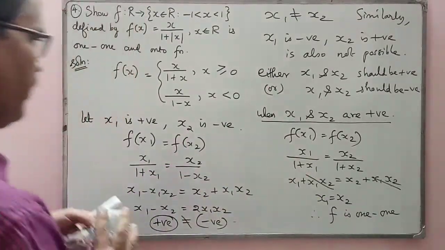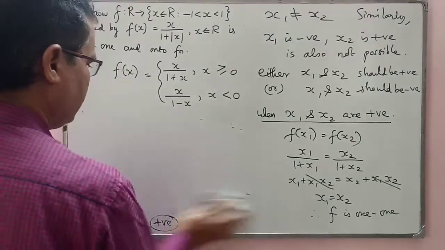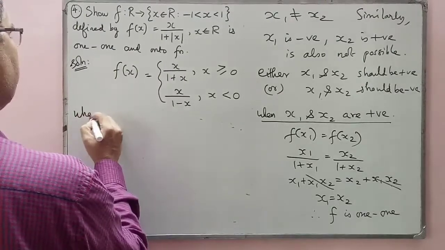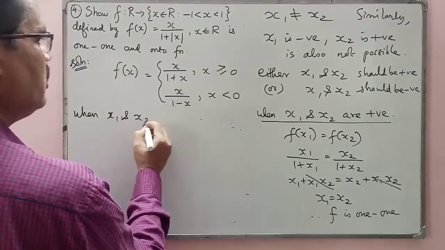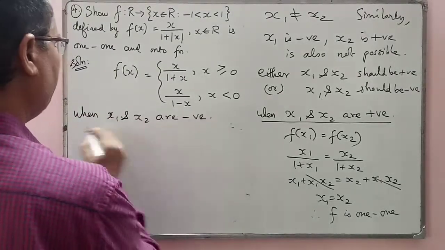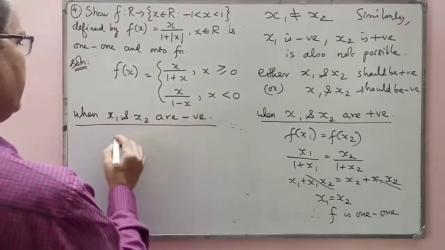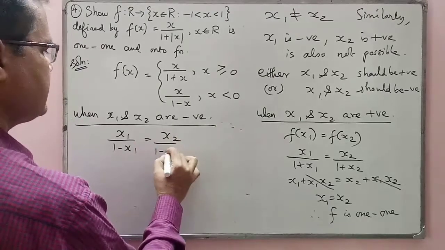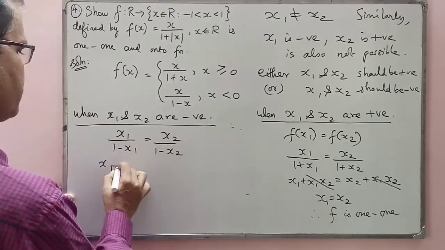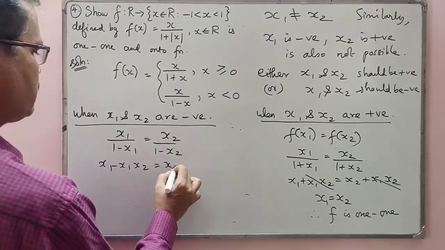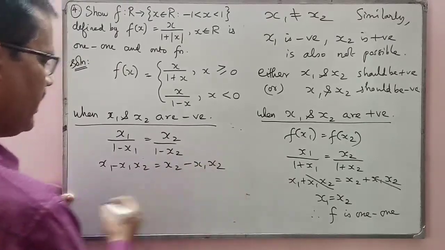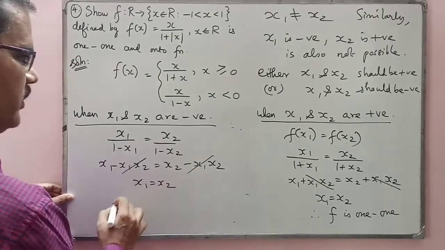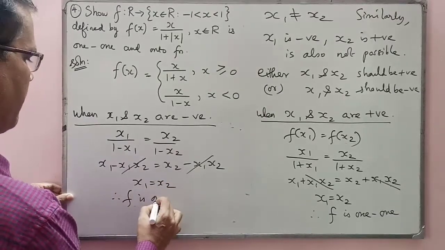Now we have to do it for negative. So we are going to take x1 and x2 both negative now. We'll do it faster. Easily we can complete. x1 and x2 are negative. Tell me now. Yes, negative means x1 by 1 minus x1. You are right. x2 by 1 minus x2. So simplify. x1 minus x1 x2, x2 minus x1 x2. Now add x1 x2 on both sides. Gets cancelled. x1 equal to x2. You have proved. Therefore f is 1 to 1.